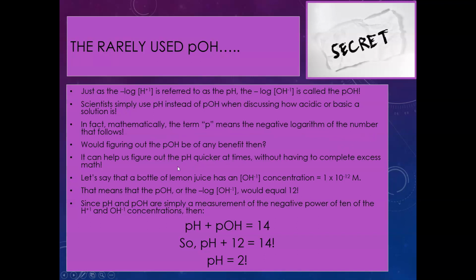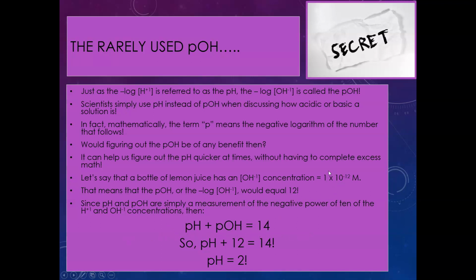Is there any logical reason why we would want to actually use the pOH? Sometimes it can help us calculate the pH quicker. We don't have to do a little extra math. If we are given the OH concentration, we could crank that out pretty quickly. The important thing to realize is that the pH and the pOH should add to 14. Remember, our scale is 1 to 14.